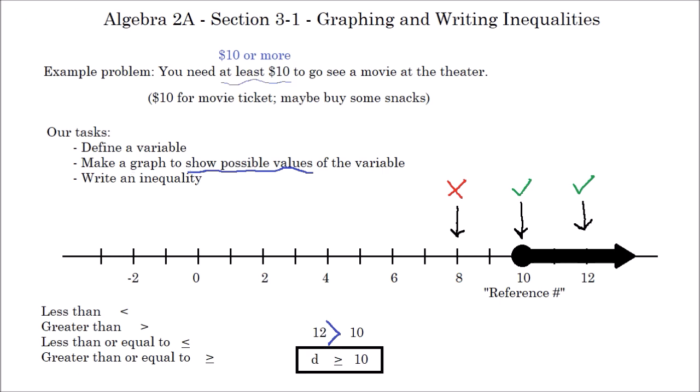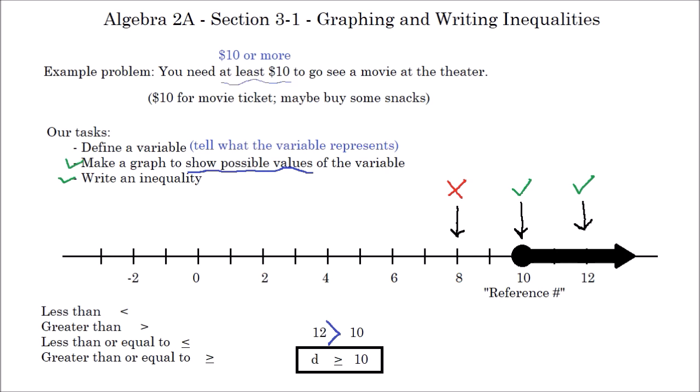Now, we have done the graph, and we've now written the inequality. The only thing left for us to do is to define the variable. When somebody else comes along and looks at this, if all they had was my inequality, d is greater than or equal to 10, or all they had was my graph, but they see this variable d and they go, what is d? What does d represent? That's what defining the variable is.